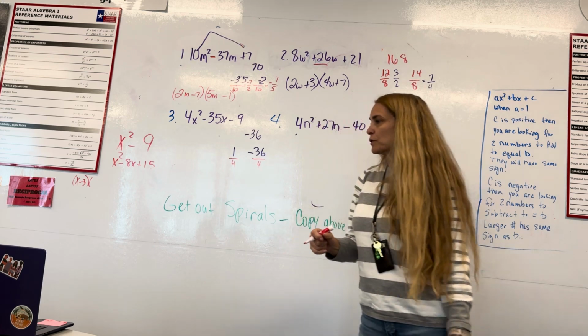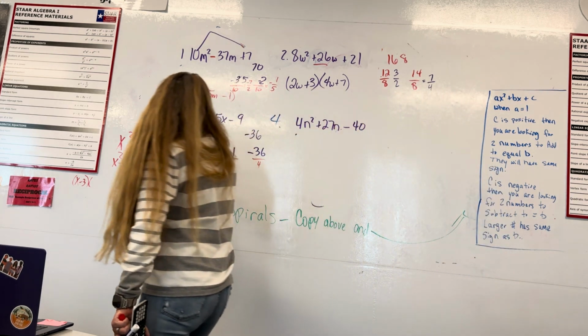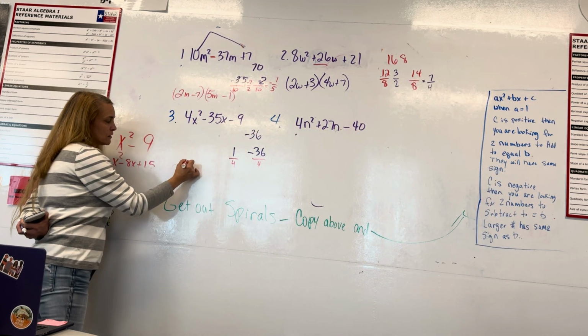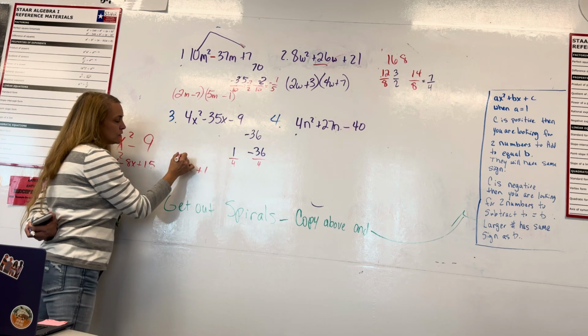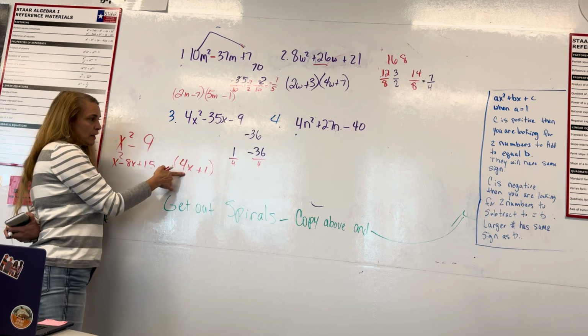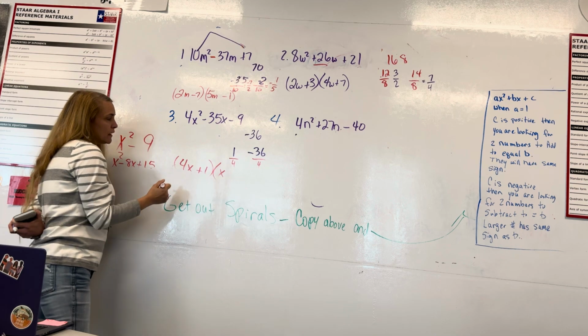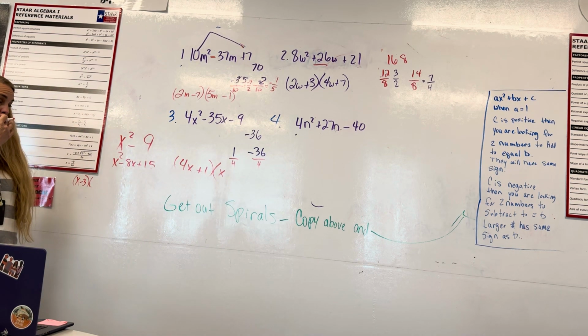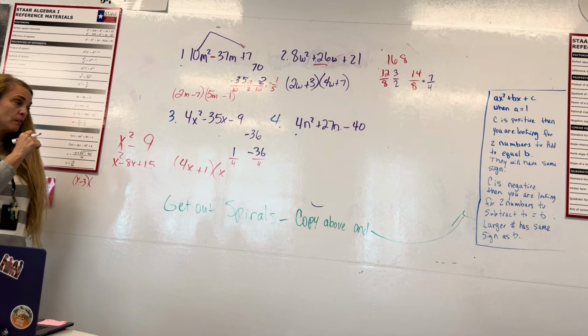So is 1/4 reducible? No. So the 4 is going to come out front. So 4x plus 1. If I already have a 4x, my next term has to be x. That means 36 is divisible by 4. And what do you get?